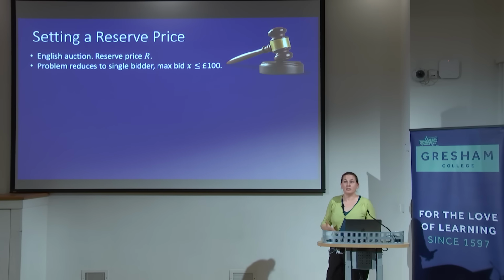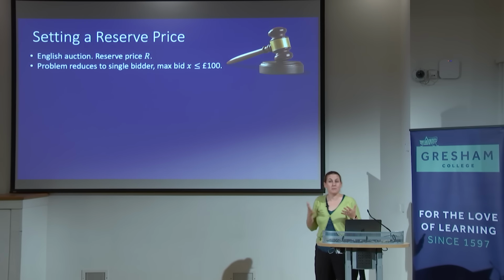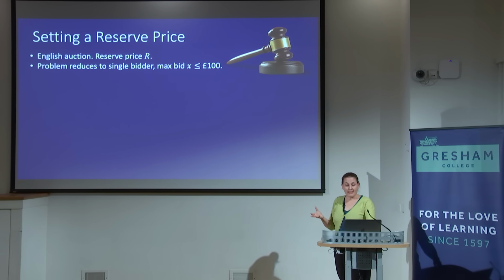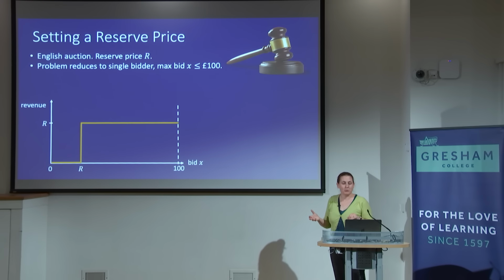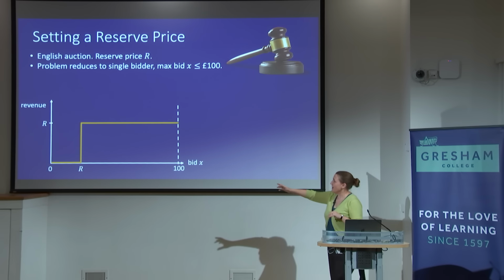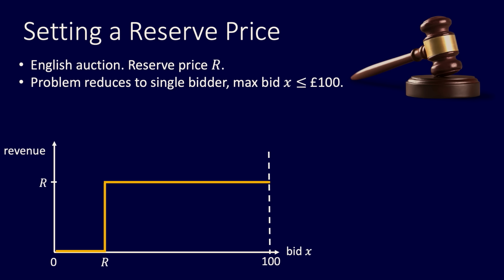So you can work out, again, it's sort of probabilistic, your expected revenue based on this. And a very simple graph there. So it's bidding on the x-axis, your bid is x, and the revenue that the seller will make is on the y-axis. If the maximum bid anyone's prepared to make is less than the reserve, your revenue is 0. If it's bigger than the reserve, then your revenue will be R, the reserve price.